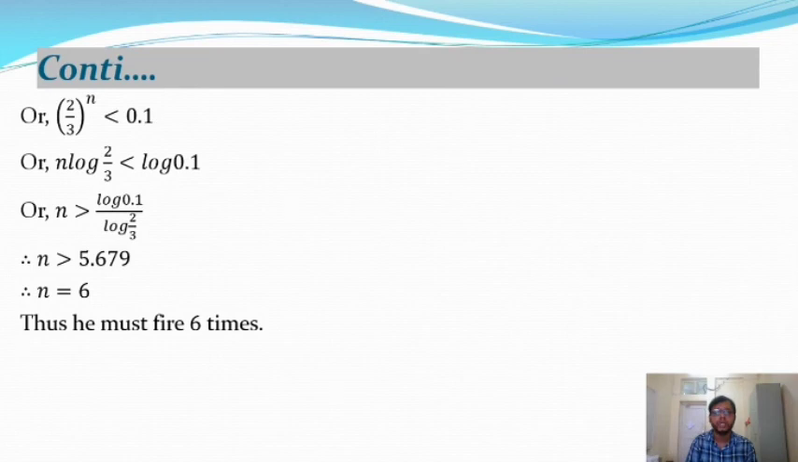Now taking log on both sides, we get n into log of 2 by 3 is less than log of 0.1. The log function is an increasing function, so the inequality is not changed after taking log. From n into log of 2 by 3 less than log of 0.1, we get n greater than log of 0.1 by log of 2 by 3, which is n greater than 5.679 after putting in the values of log 0.1 and log 2 by 3. So n is approximately equal to 6. Thus he must fire 6 times. This is the solution of the second part of this problem.